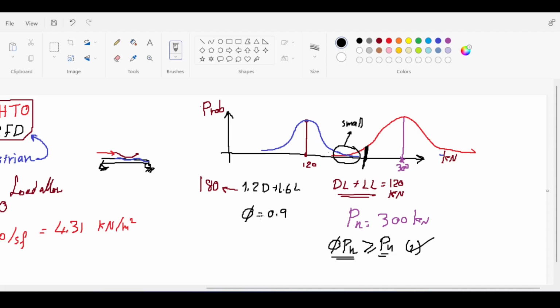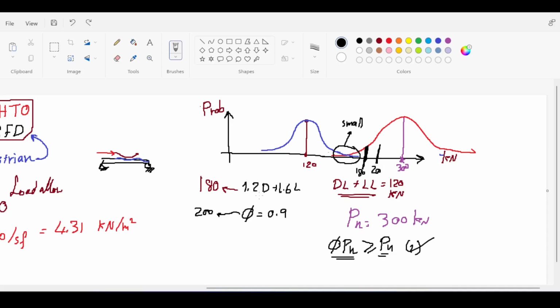And then you have a reduction factor. Of course, in columns it's not 0.9, in columns it's much less. So let's just say for some other problem, it's 200. So you have 180 here, you have 200 here. 200 is on the right side of 180, which means it's larger. So all is nice and dandy. And this is what codes do for you.